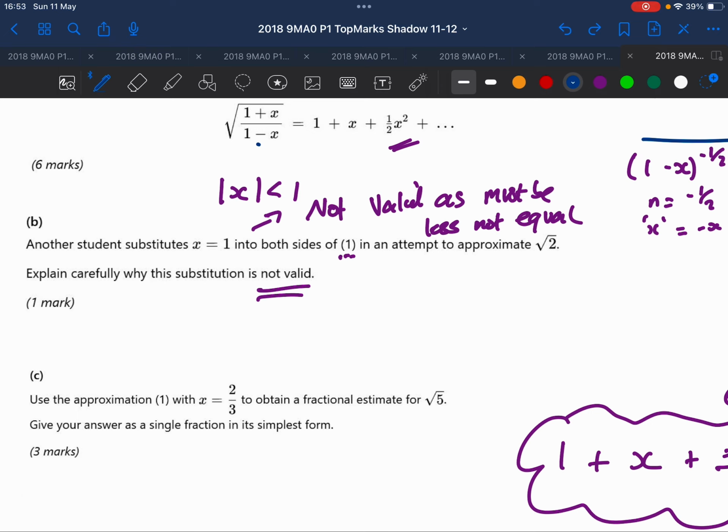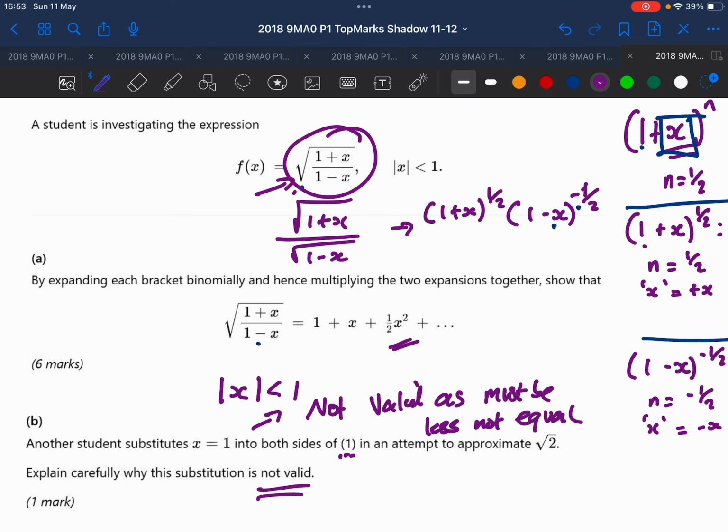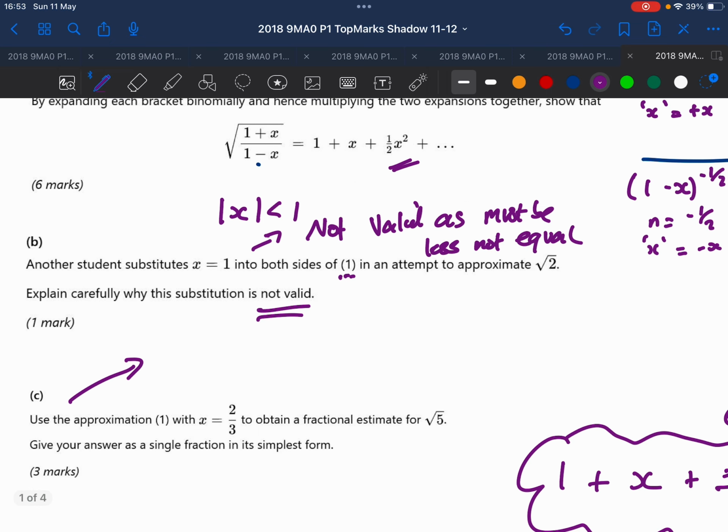So use your approximation with 2/3 to obtain a fractional estimate. Okay, this is quite a common type of question. So what you want to do is, first of all, you want to sub this in to f of x and see what it actually gives you, because it says root 5. It often doesn't give you root 5. You'll often get like root 5 over 7 or something. So don't just assume that it will actually give you the value that it says in the question. So we're going to do that first. So we're going to say square root of, what we're subbing in, 2/3. So that's 5 over 3 over 1 over 3. Right. So this time around, that actually does work. That is the same thing as root 5. But as I just said to you, most of the time that doesn't happen.